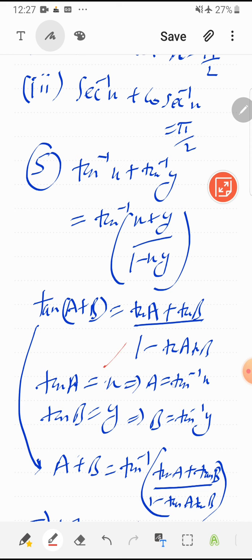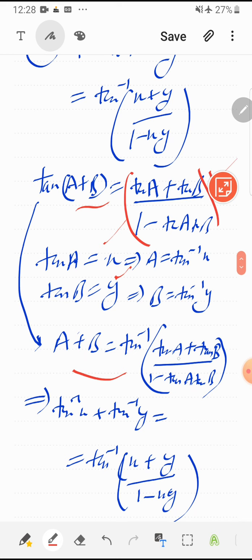Let tan a is equal to x. Immediately I can write the value of a, which is tan inverse x, and tan b is equal to y, that means b is equal to tan inverse y. And as tan of a plus b is tan a plus tan b upon 1 minus tan a tan b, so a plus b is tan inverse of this, which I have written here.